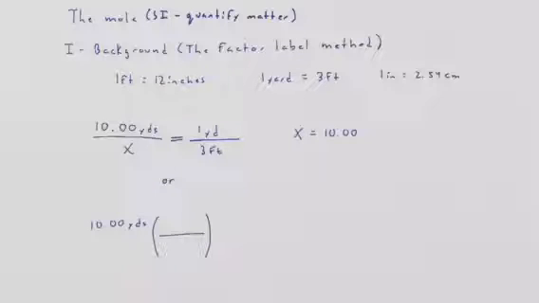Now, traditionally, factor label method is used for proportional relationships. So, let's say you have 10.00 yards, and you want to know how many centimeters that is. And you have some fun facts here. You have that 1 yard is 3 feet, 1 foot is 12 inches, and 1 inch is 2.54 centimeters.